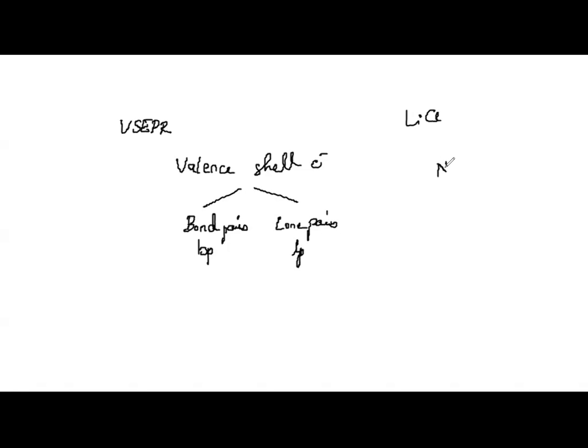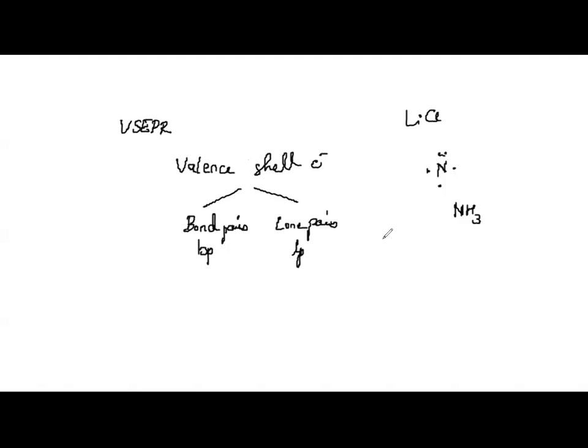For example, nitrogen. Nitrogen has 5 valence electrons, but all 5 are not involved in bonding, right? Only 3 are involved in bonding. So those 3 electrons which are involved in bonding, say with hydrogen, those 3 pairs I call bond pairs. And there are 2 electrons which are not involved in bonding. This is called a lone pair. So according to VSEPR, the shape of the molecule is not only because of the bond pairs, it is also because of all the electrons of the valence shell. That's the name, valence shell electron pair.